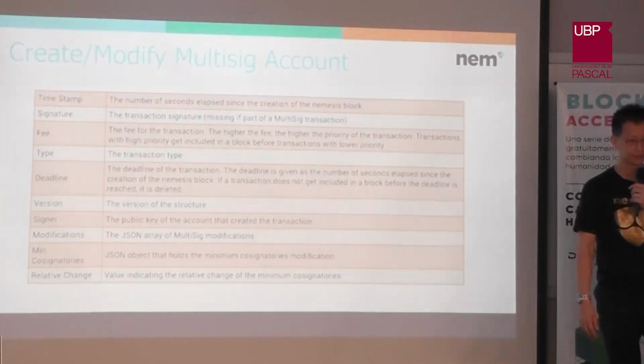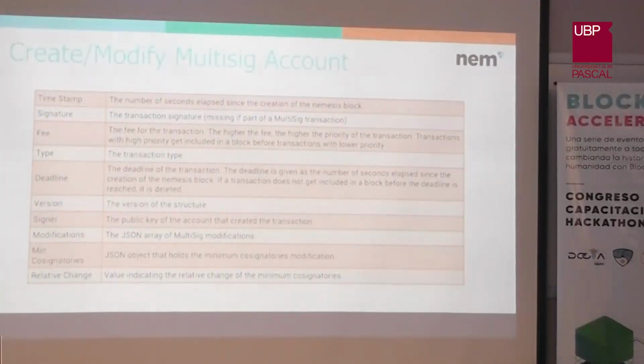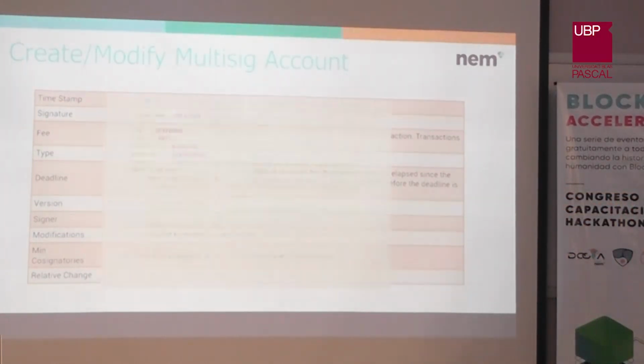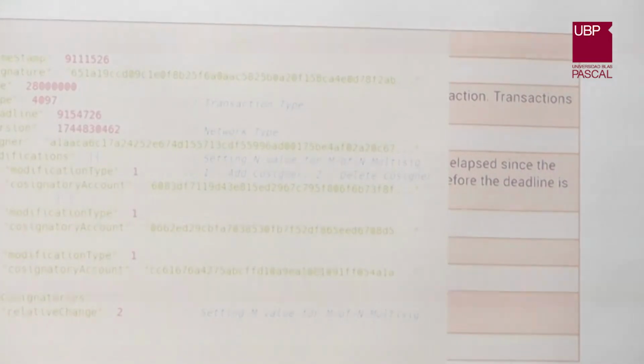Estas son la información que necesita el API para poder crear o modificar cuentas de multisignatura. Todas estas necesitan, así como las otras, todas estas necesitan estar presentes para poder ser ejecutado y validado el comando de crear o modificar. So the difference again is at the bottom, the min consignatories and the relative change. La diferencia está al final, que tenemos min consignatories y relative change. Son las dos diferencias que van a encontrar.